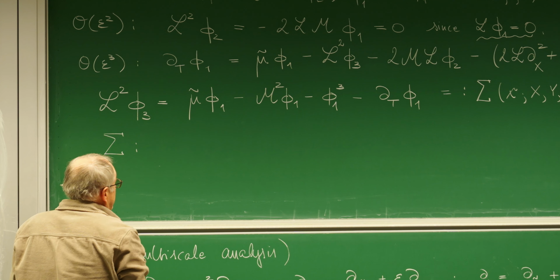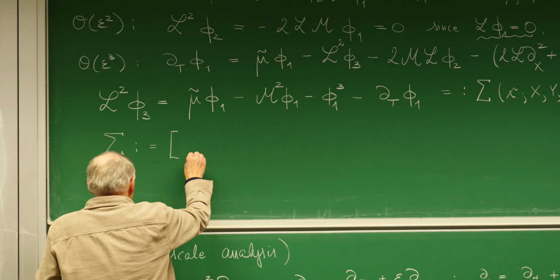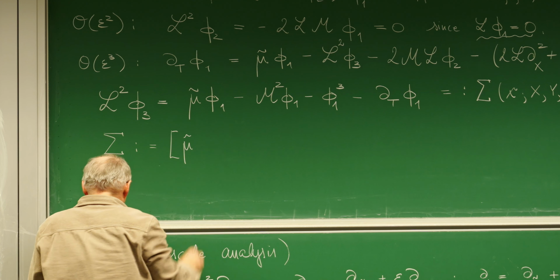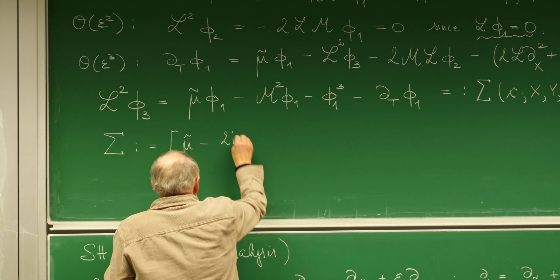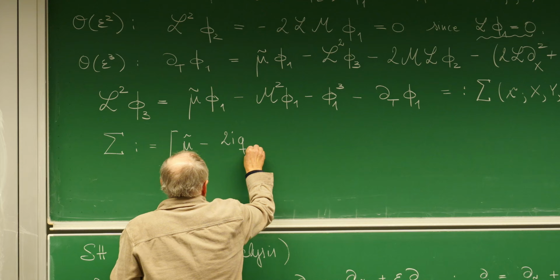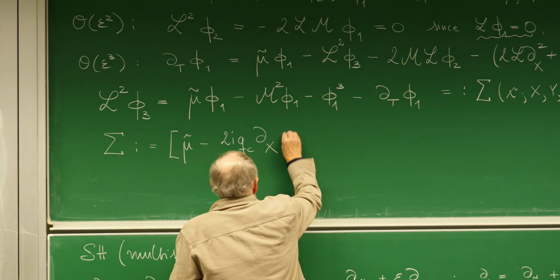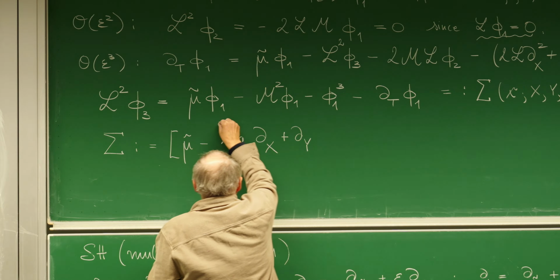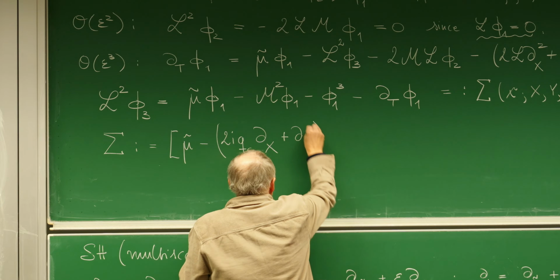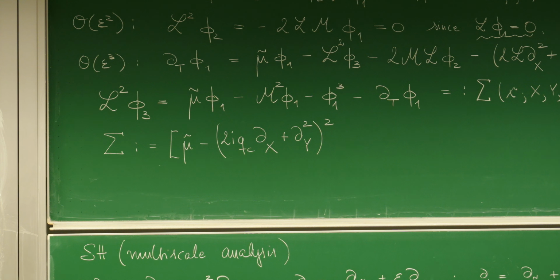So when I insert that, what I'll get is that this is then given by mu twiddle minus 2i qc dX plus dy squared. Those are the terms that I collect from the operator m.